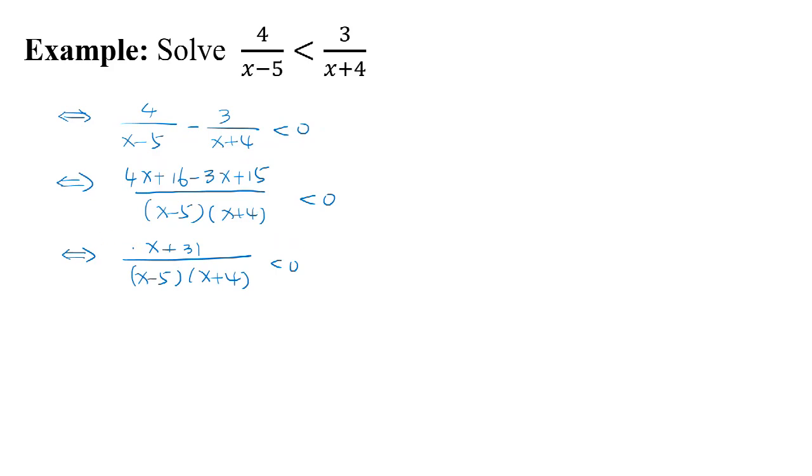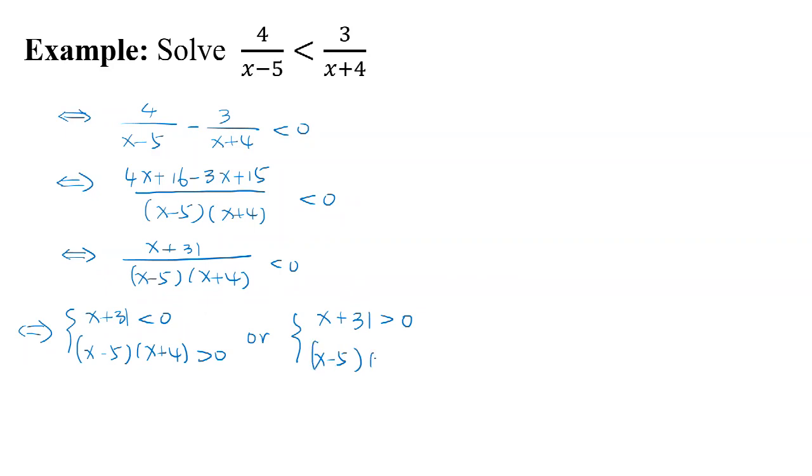Okay, now we have a ratio that is less than 0. This means we can either have the numerator less than 0, and at the same time, the denominator must have a different sign, which is greater than 0, right? Or you can also have the numerator greater than 0, and at the same time, the denominator less than 0, right? Okay, so for the first branch, first of all, x plus 31 less than 0, this is equivalent to x is less than minus 31.